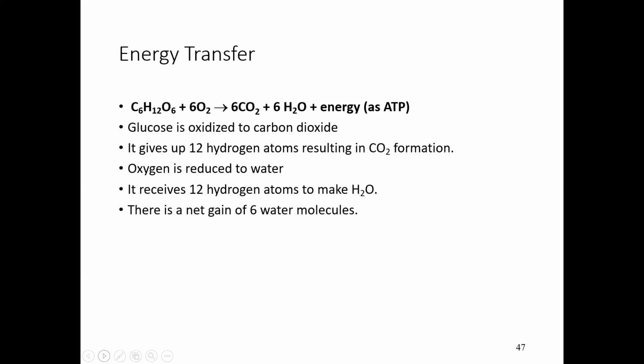So the end result of oxidation of glucose is C6H12O6, in the presence of 6 oxygen molecules, will give you 6 carbon dioxide molecules, 6 water molecules, and energy in the form of ATP and heat.